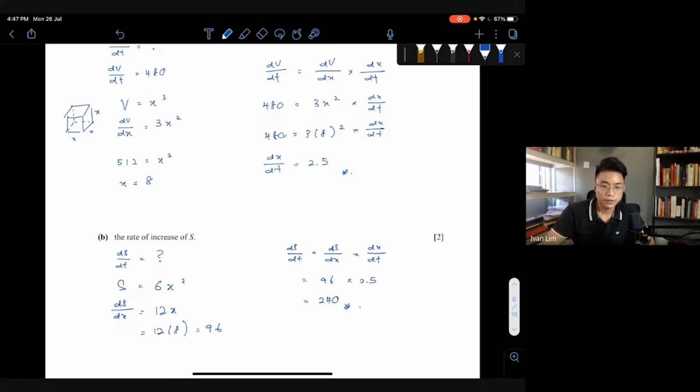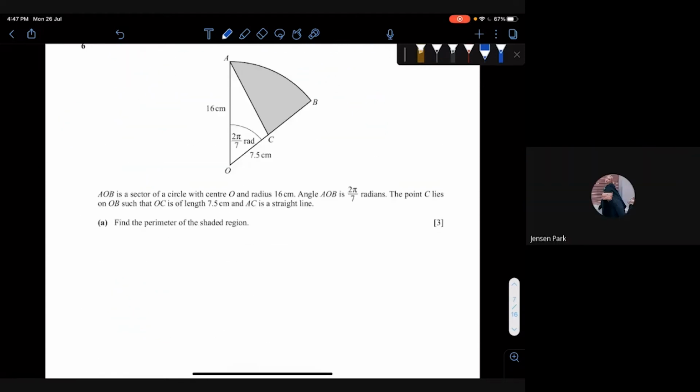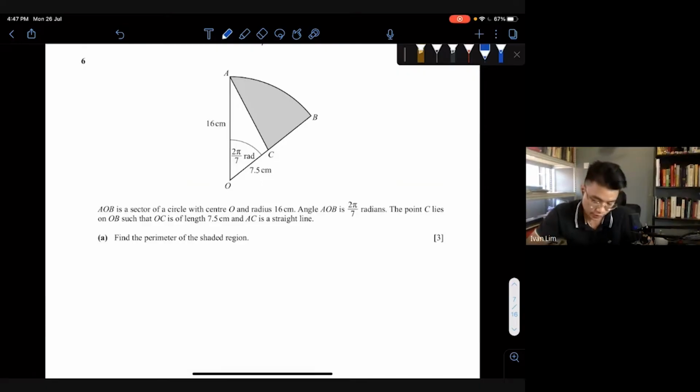All right. Let's move on. Okay, question 6. AOB is a sector of a circle with center O and radius 16 cm. Angle AOB is 2 pi over 7 radians. The point C lies on OB such that OC is of length 7.5 cm and AC is a straight line. Find the perimeter of the shaded region.